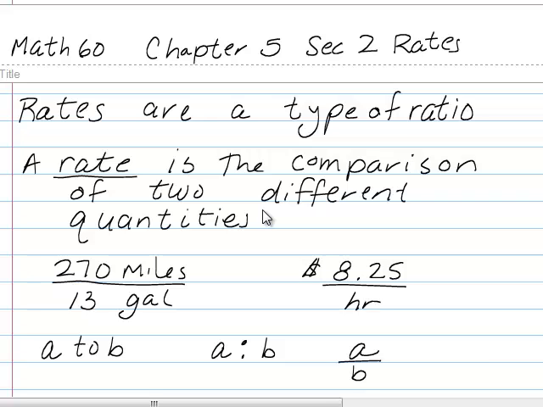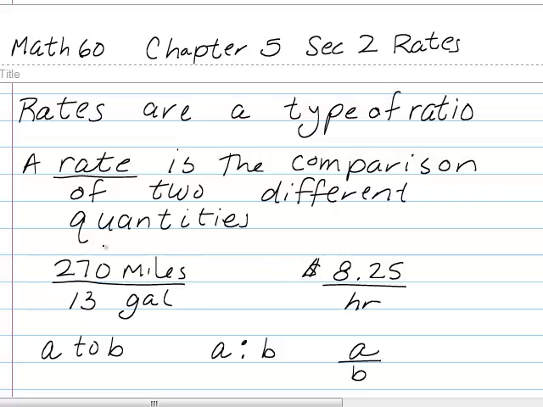This is Chapter 5, Section 2, Rates. Rates are a type of ratio. We learned about ratios in Section 1, and this is just an extension of that. A rate is the comparison of two different quantities. The word different is added to our definition here.